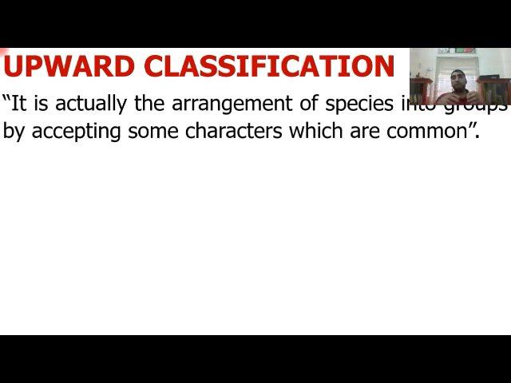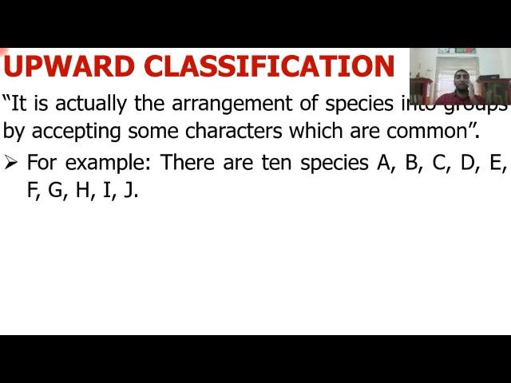It's very simple. For example, all invertebrates are grouped into one phylum. From protozoa up to the echinodermata, all these phyla are grouped into one superphylum, that is invertebrate. So by accepting certain common characteristics, we put them into groups.